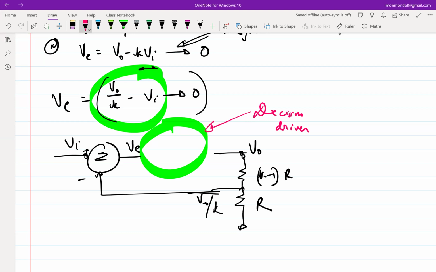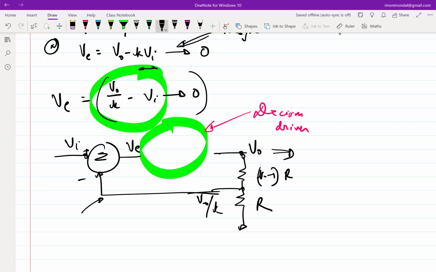VE is greater than 0, how we have defined V naught? If VE is greater than 0, then naturally it means that this voltage is lower than whatever it is supposed to be, which means V naught is lower than it is supposed to be, so I have to put something there which increases V naught. And it's vice versa. If VE is less than 0, I have to put something there which decreases the voltage.